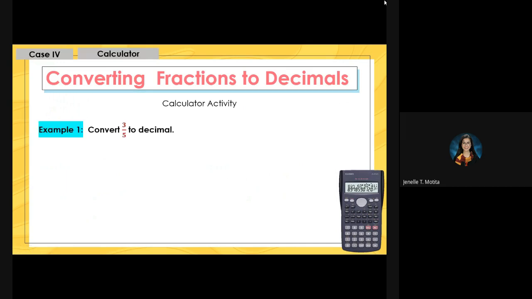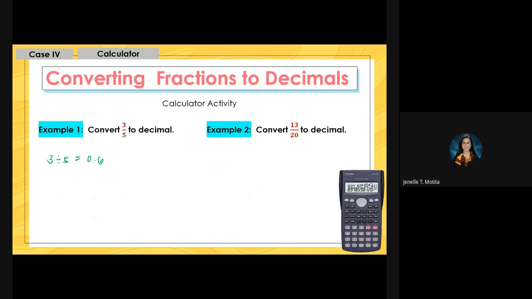We will have a calculator activity. Still the same example, convert 3 over 5 to decimal. How do we do this using your calculator? Kindly input in your calculator 3 divided by 5, and then of course press the equal sign. After typing this, what will be your answer? Your answer will be 0.6.